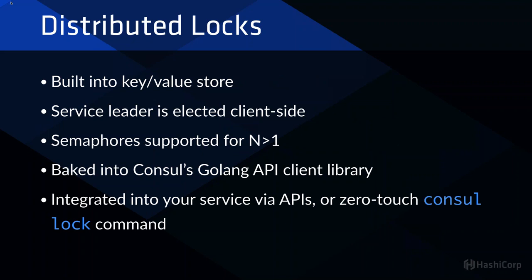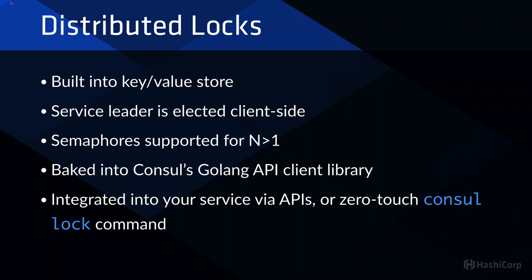So Consul's solution for that is its capability for distributed locks. This capability is built into the key value store. It does the leader election client side, so the servers coordinate it, but basically the clients set it up. So you don't have to configure your servers any special way. It's all driven by the client. It does support a semaphore mode, so n can be greater than 1. So you can have a mutex mode where you say, I only want one of these in my cluster running at any given time, or you can say, I want 3 of them, whatever n you want to set there.